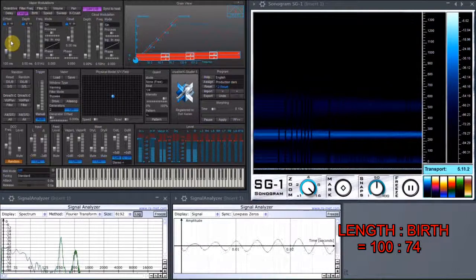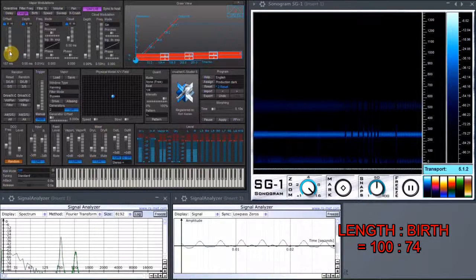From 100 to 250 milliseconds we see and hear typical amplitude modulation effects and a decreasing of complexity of the modulations.